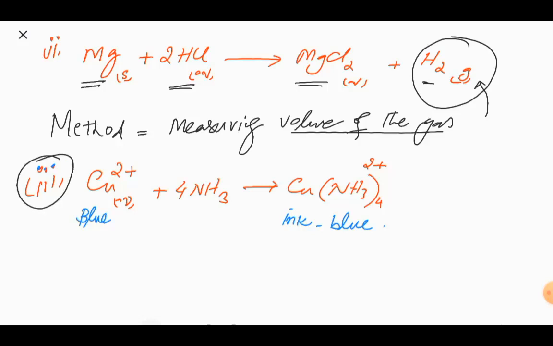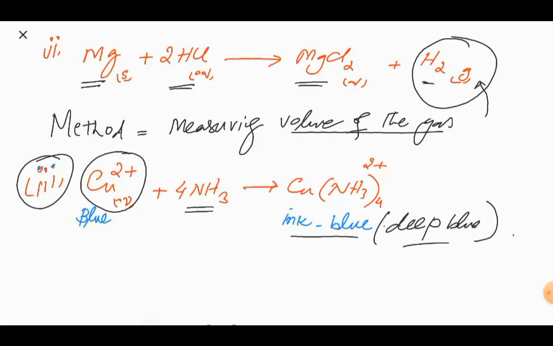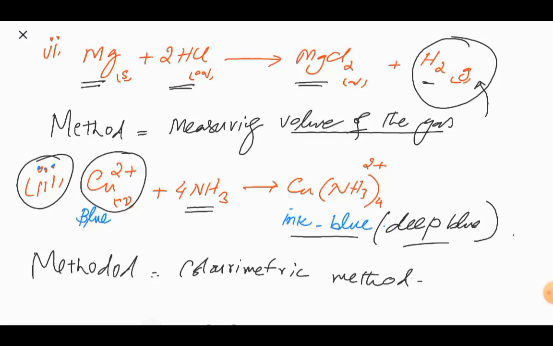The next example is the reaction of copper ions with ammonia to form a complex. You know that copper ions are blue in color, but when they form a complex with ammonia molecules, an ink blue or deep blue color is observed. Deep blue color will allow us to measure the rate of this chemical reaction, and the method will be colorimeter or colorimetric method, because there will be an increase in the intensity of the color. So we can measure the rate of this chemical reaction by measuring the increase in the intensity of the color.